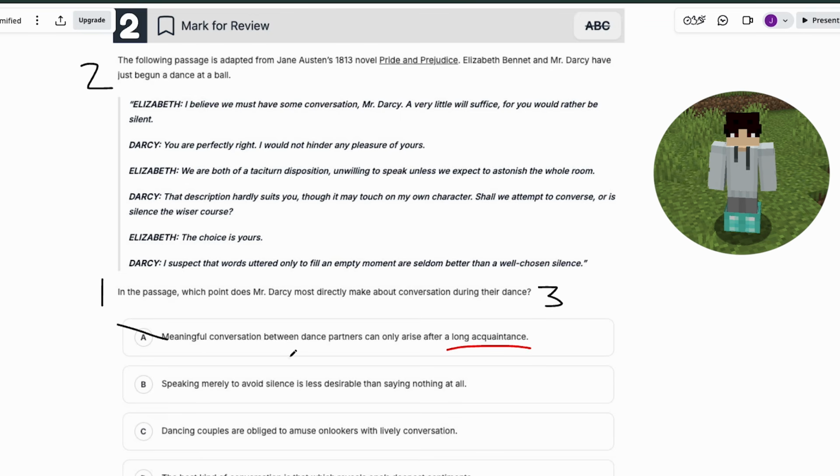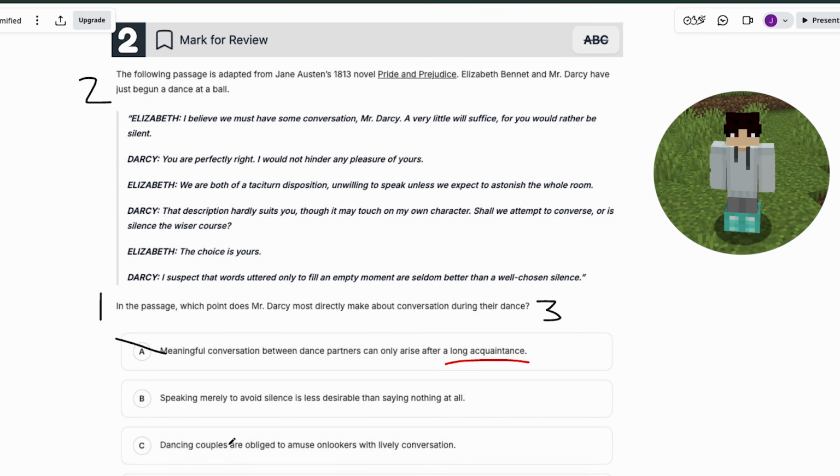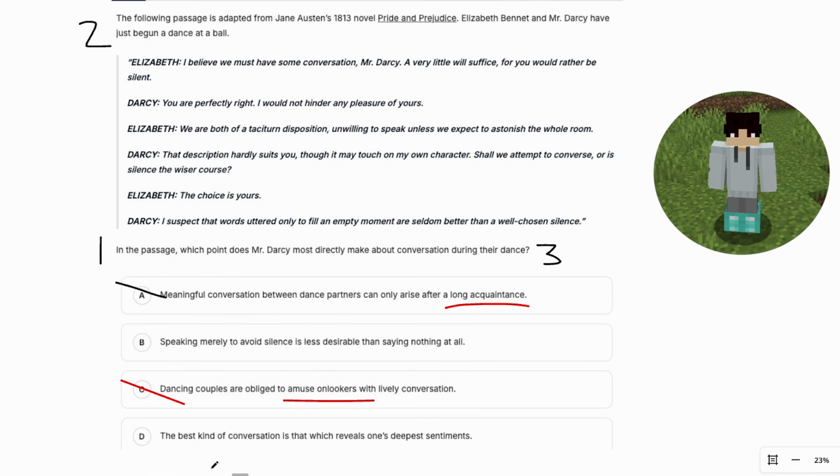B, speaking merely to avoid silence is less desirable than saying nothing at all. Okay, that's probably right. That basically matches my prediction perfectly. C, dancing couples are obliged to amuse onlookers with lively conversation. We don't hear anything about amusing onlookers, so C would be wrong. D, the best kind of conversation is that which reveals one's deepest sentiments. We don't hear anything about a deep conversation here, so that would also be wrong. B must be the correct answer.